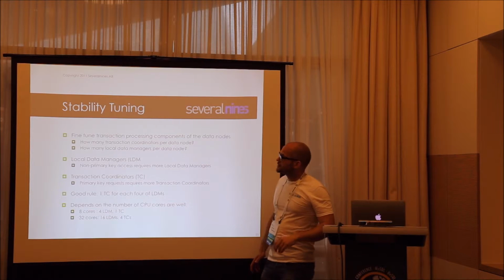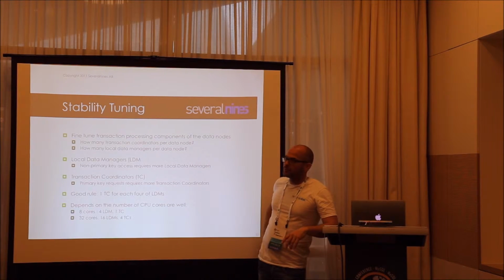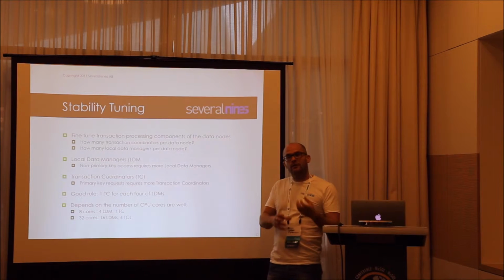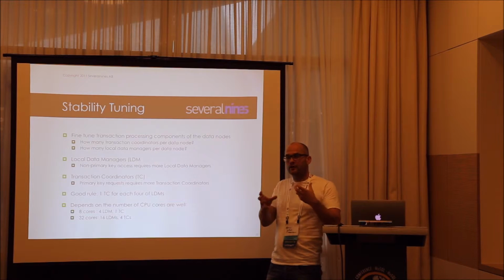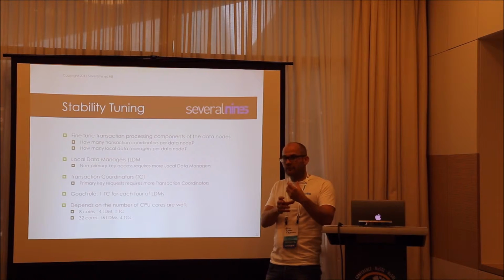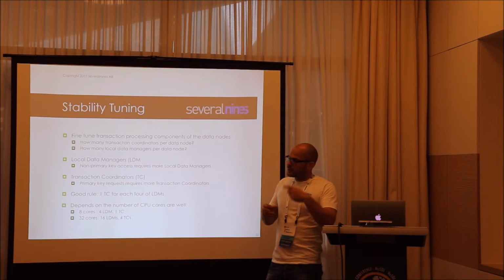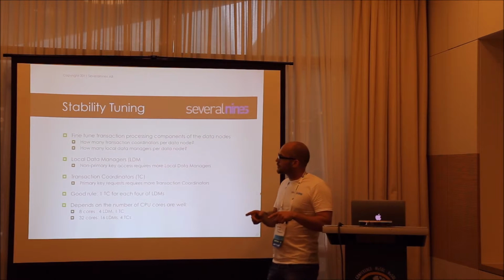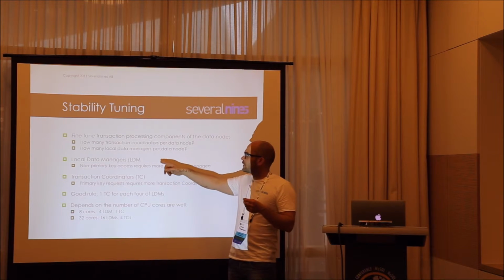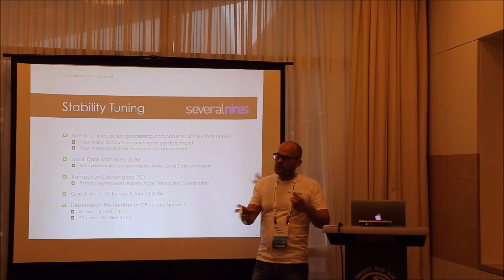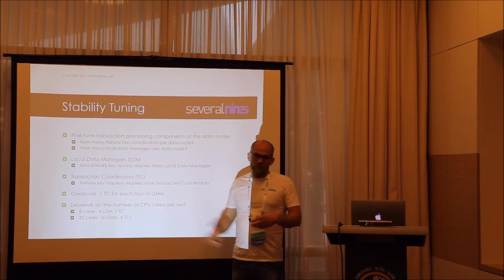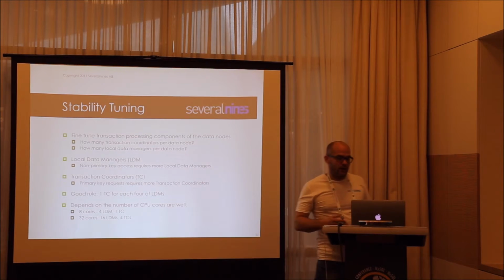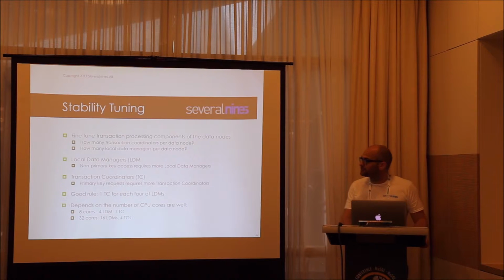So you can decide a couple of things in NDB in the data node. One first thing you can decide is how many transaction coordinators each data node should have. The transaction coordinator is the front end to the transaction, and it talks to something called the local data manager. That's another thing you can decide on: how many of those you should have.